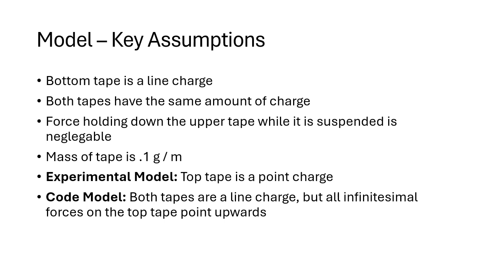The main difference from the last lab is that the bottom tape is approximated to be a line charge. In the experimental model, the top tape is approximated as a point charge, and in the code model, both tapes are assumed to be a line charge, but all infinitesimal forces on the top tape are assumed to point upwards.